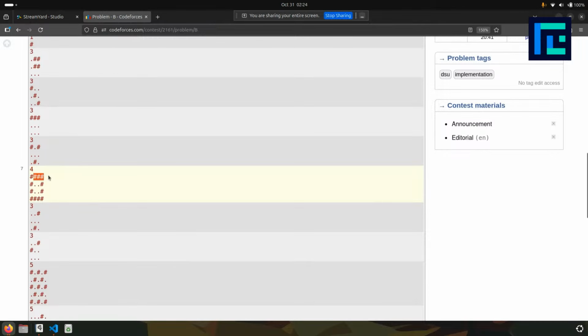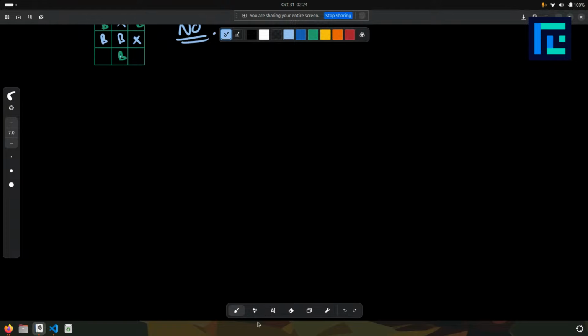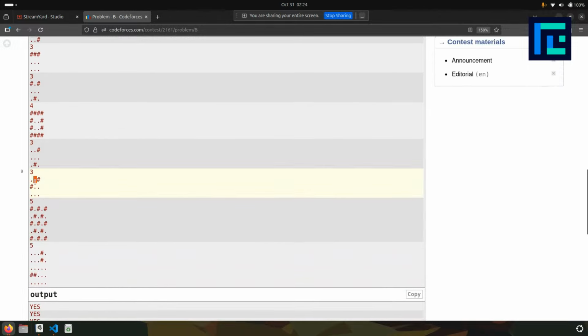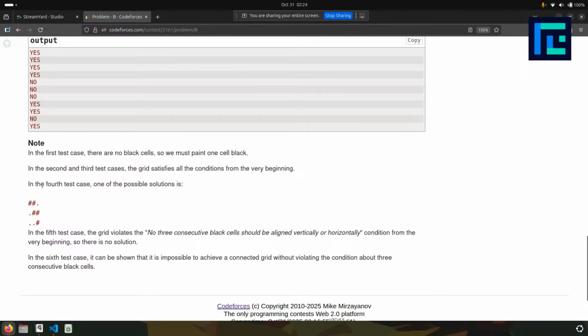Now in the next test case, again there are already three black cells in a straight line. The next test case, so black, black, black and black. What we can do is paint these two cells black and they will be connected. So the answer for this is yes. Then the next, we can paint these two cells black and they will form a connected component. So the answer for this is also yes.